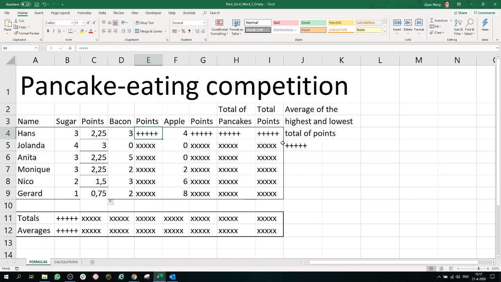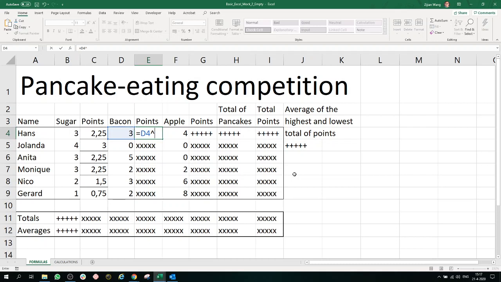What does it say on the syllabus? The number of pancakes eaten for bacon pancakes is squared and then divided by 2. So this one should be squared and then divided by 2. Okay, so this one, how can you be squared? Which sign should you use? That's shift 6, this one.